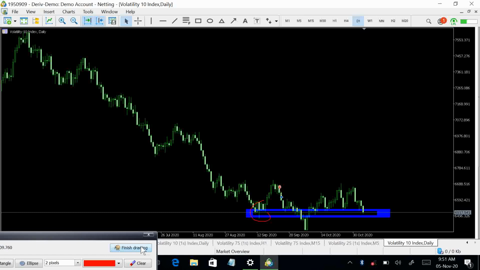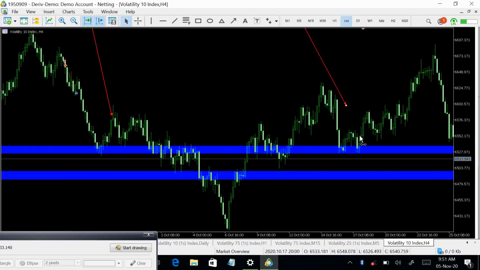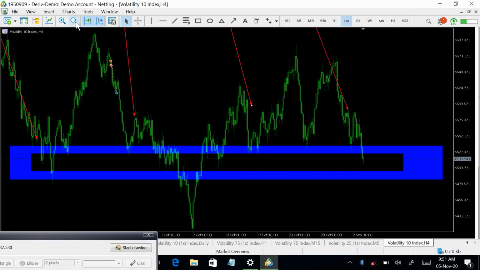Let me use my arrow for that. You can see that it has been tested once, it has been tested twice, it has been tested thrice, and then even the fourth and the fifth time over here. So that support now is actually a place to take note of. So move over to the 4 hour time frame. You can see clearly it's been shown here. You see. Then now look at our resistance here.